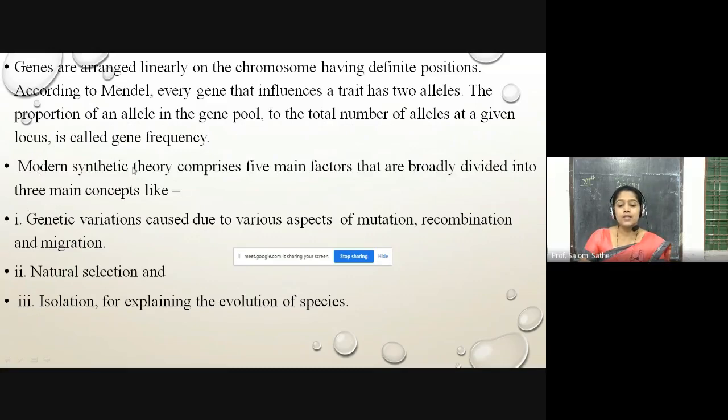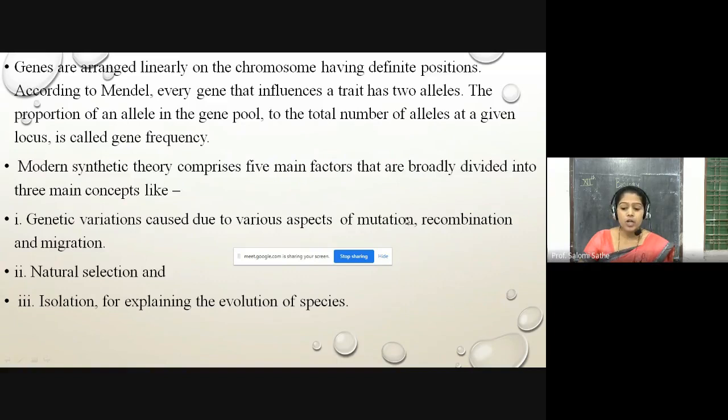Modern synthetic theory comprises 5 main factors that are broadly divided into three main concepts. The first one is genetic variation, caused due to the various aspects of mutation, recombination, and migration. Which three main concepts? First one is genetic variation, the genetic differences caused due to various aspects.